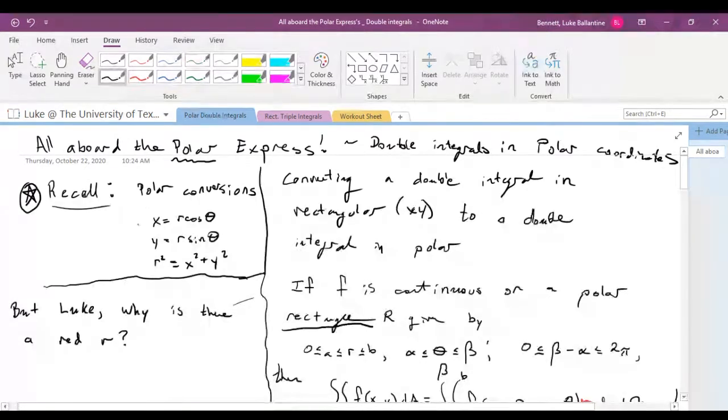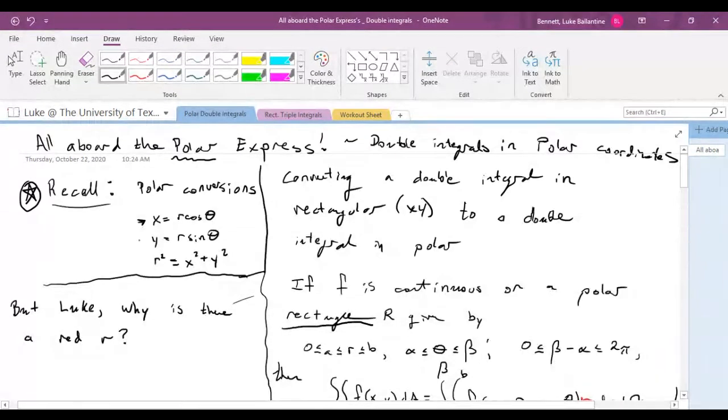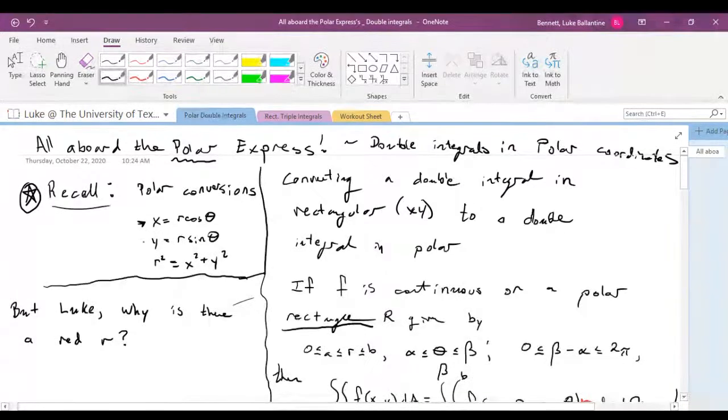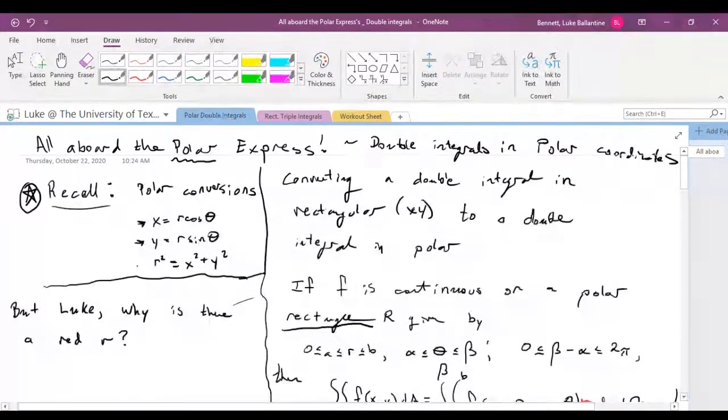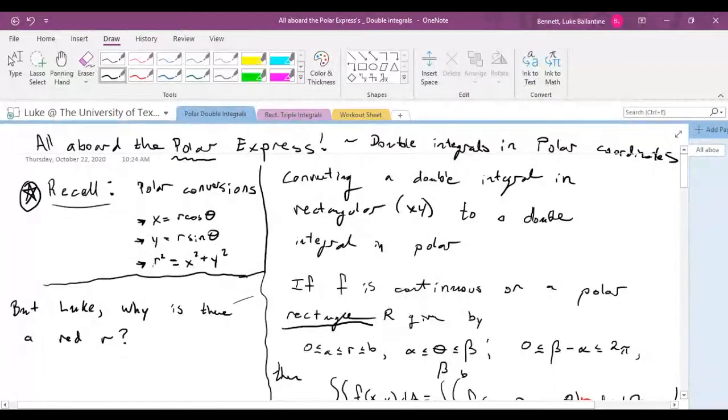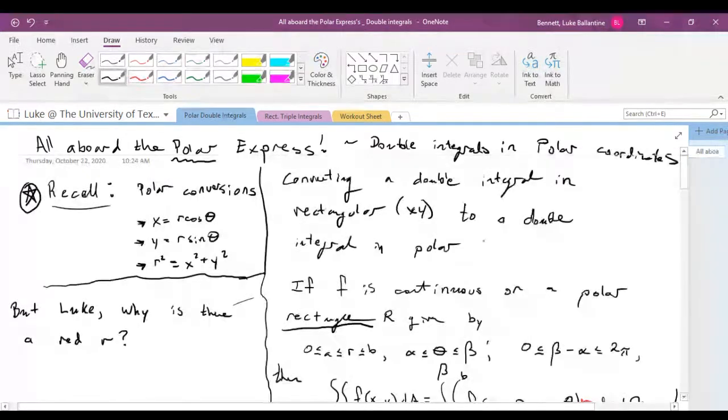So here are conversions. We know x is equal to r cosine theta in trigonometry. Same thing with y equals r sine theta. And r squared equals x squared plus y squared. That's just the Pythagorean theorem. So converting a double integral in the xy coordinate system to a double integral in polar coordinates.